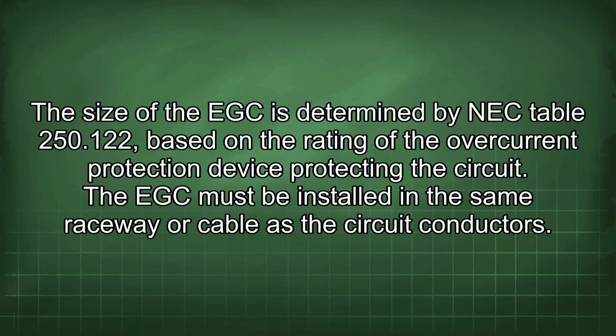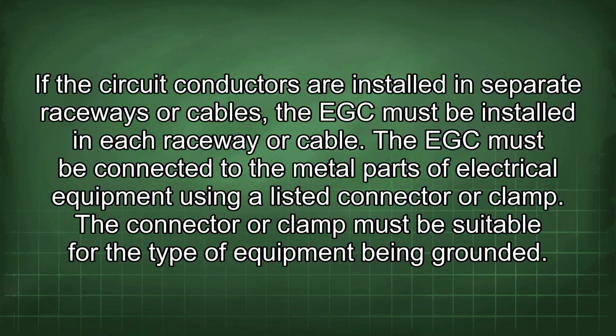The EGC must be installed in the same raceway or cable as the circuit conductors. If the circuit conductors are installed in separate raceways or cables, the EGC must be installed in each raceway or cable. The EGC must be connected to the metal parts of electrical equipment using a listed connector or clamp. The connector or clamp must be suitable for the type of equipment being grounded.